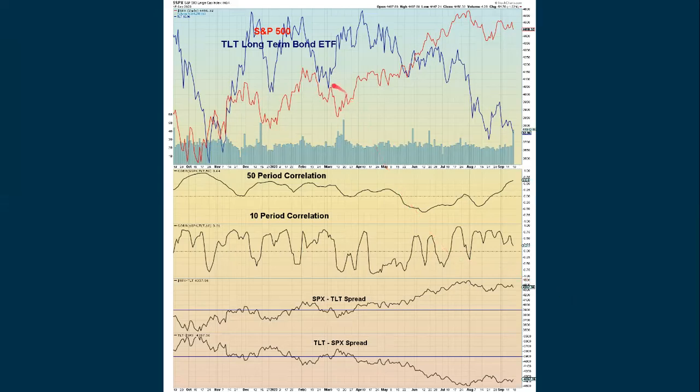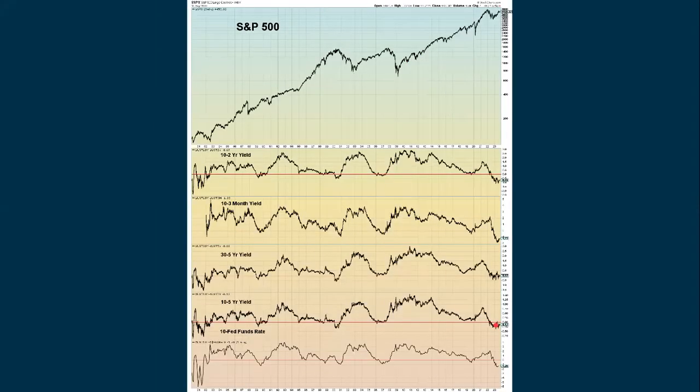Then we have the S&P on top, which is in red, and then the TLT, which is the long-term bond ETF, on the bottom. It's kind of strange here. You can see where the red line's been going sideways, the blue line's been going down, but yet the longer-term relationship seems to be improving, but the shorter-term relationship seems to be weakening. And then I measure the spread between the two down at the bottom. So we're not really getting a lot of insight from this.